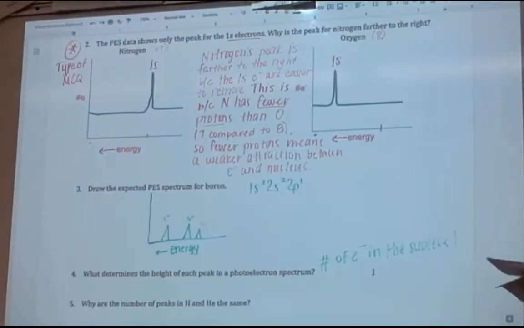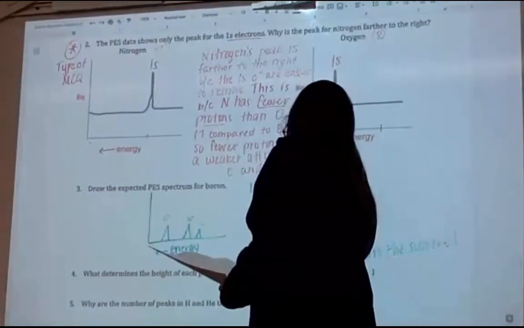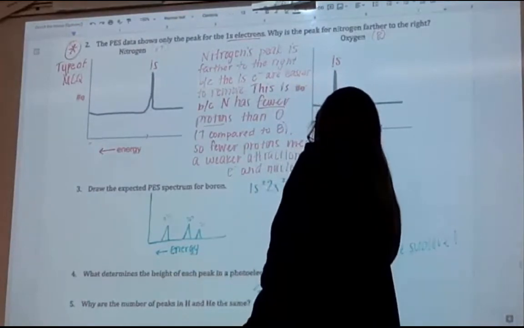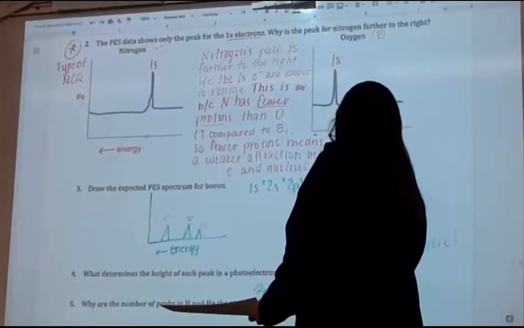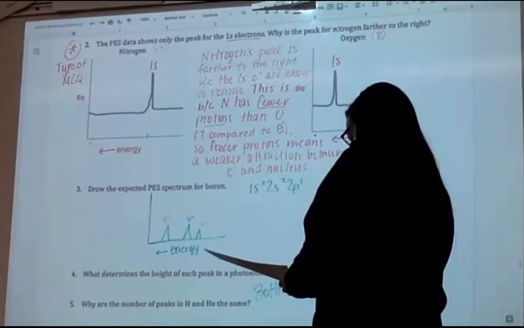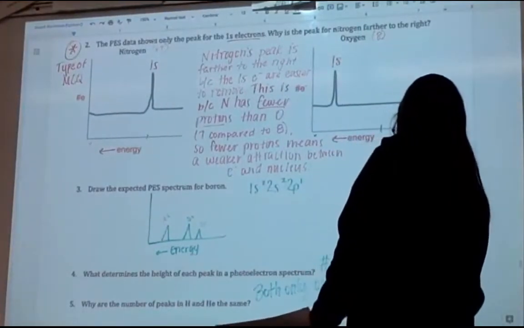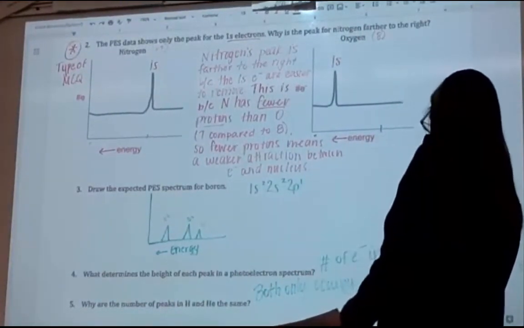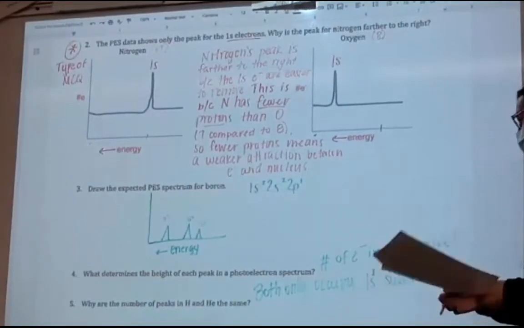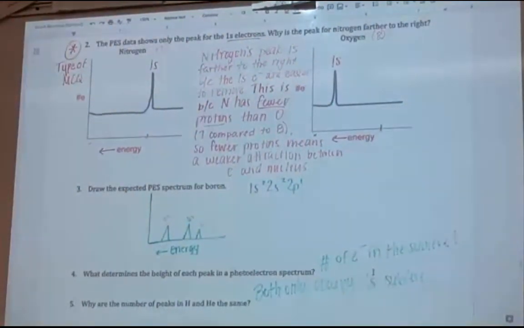They're both using the 1s sublevel. They're both only in the 1s sublevel. So both only occupy the 1s sublevel. Now the height of the peaks might be different, but they both only have 1 peak.